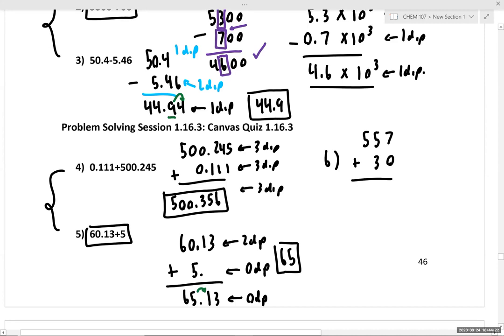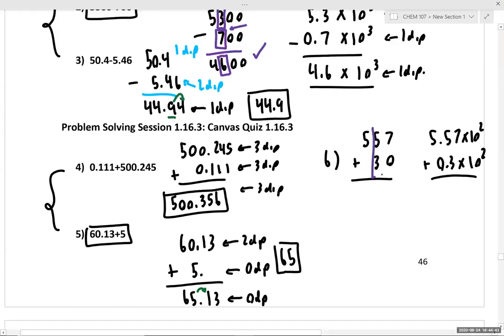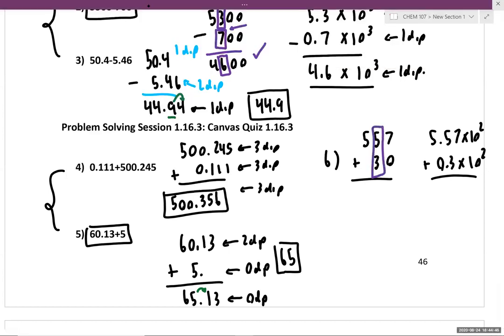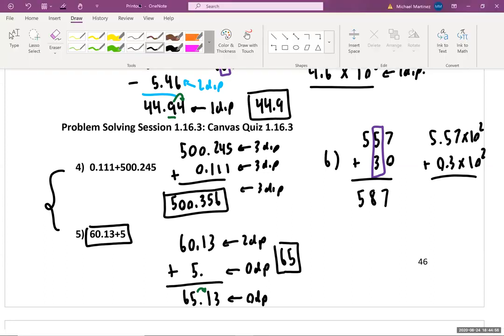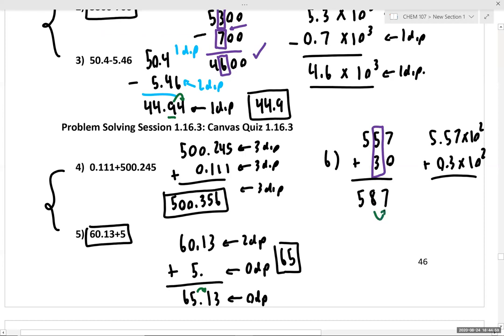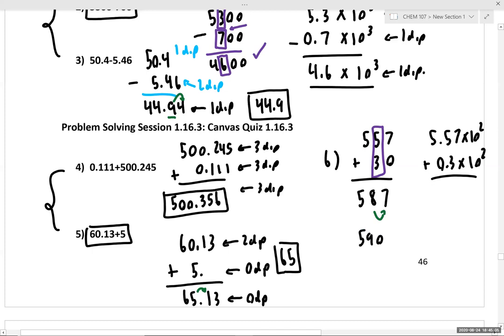Finally, 557 plus 30. We can also write these in scientific notation or base 10 notation as 5.57 times 10 to the second plus 0.3 times 10 to the second. In both cases, we can clearly see that the tens place contains our last reported significant digit for 30. So we need to round to the tens place. So we get 587. If we're rounding to the tens place, we look 1 space to the right, and that in turn gives us 590.